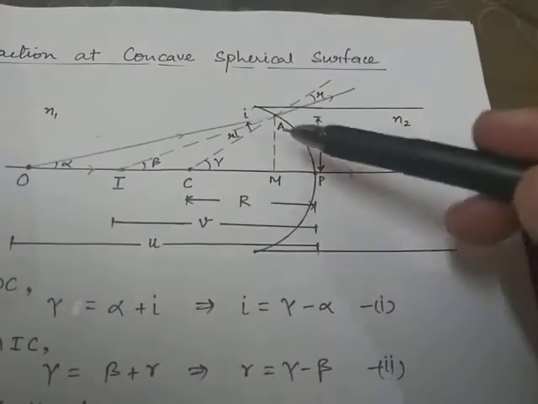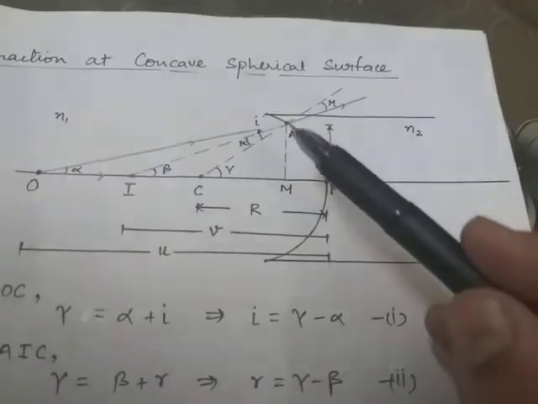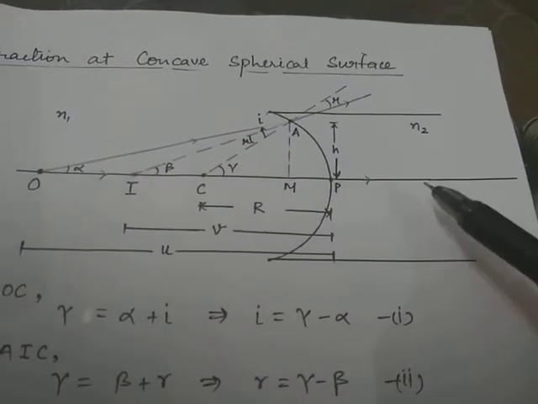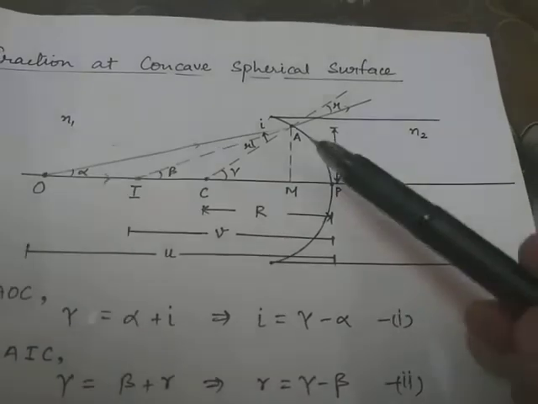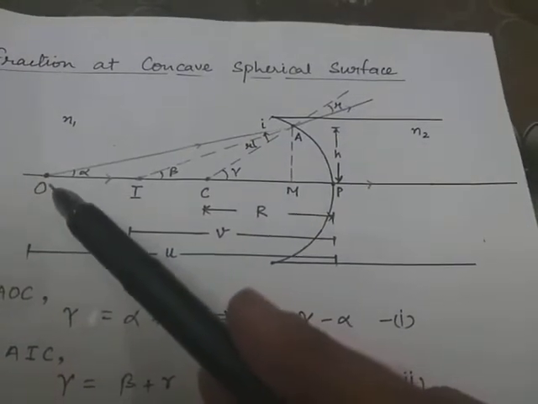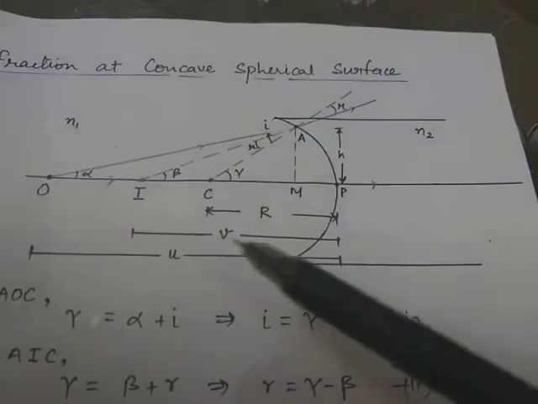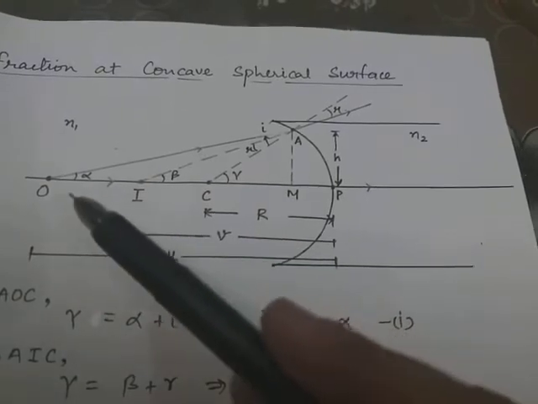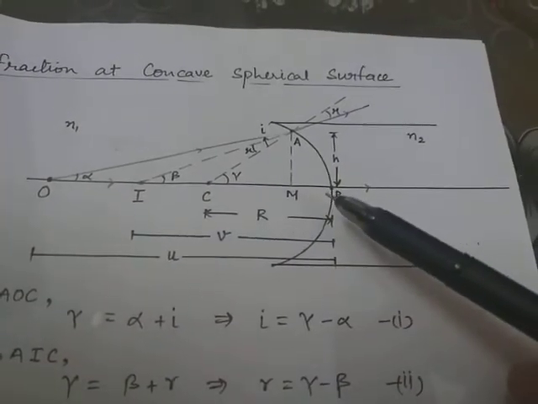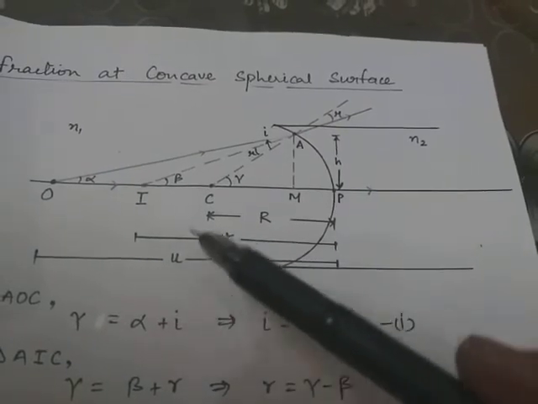In this diagram, this is the concave spherical surface. Only one side is concave, there is no information about the other side, so we only have to see refraction one time. We have a point object O which is kept at the principal axis of this surface. The distance of that object from the center of that surface, P, is U.